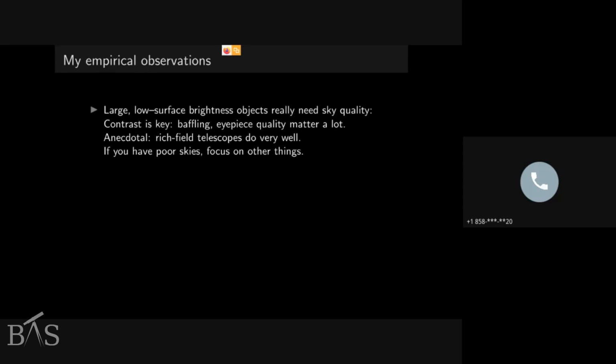The anecdotal thing that I've heard is that rich field telescopes, by that we mean small F number telescopes which provide a very large field of view, work very well for low surface brightness objects. The general advice that stems out of this is if you have poor skies, your skies are not optimum, don't bother with low surface brightness objects. Every bit of sky quality improvement makes a huge difference for those objects. There are other things to see. So on city skies, don't even attempt low surface brightness objects. Wait for better sky conditions because they'll get a lot easier.